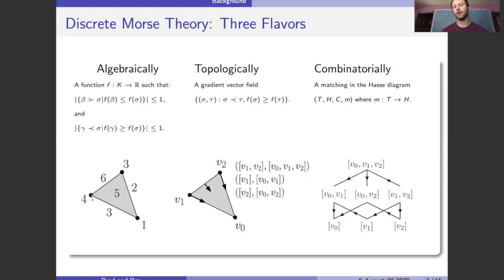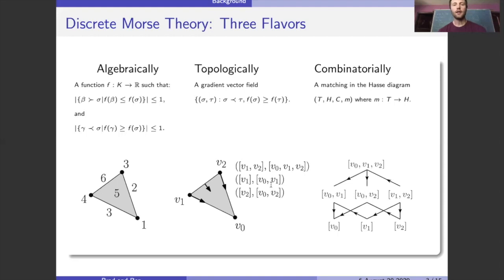So here we see this vertex labeled 4. If we look at the edges that are incident to this vertex, we have one that is labeled 6, so that's okay. And then we have one labeled 3, so that has a lesser function value. So that would be our exception. So we can pair simplices with this exception, and that leads to our topological flavor. We can pair the edge V1, V2 with the face V0, V1, V2, the vertex V1 with the edge V0, V1, and the vertex V2 with the edge V0, V2.